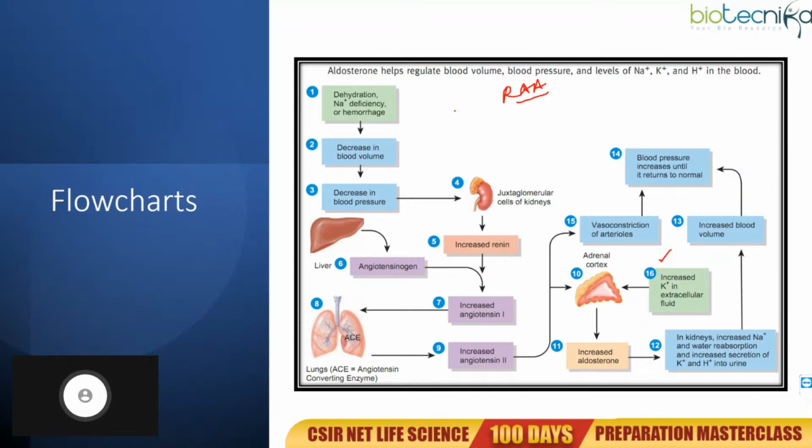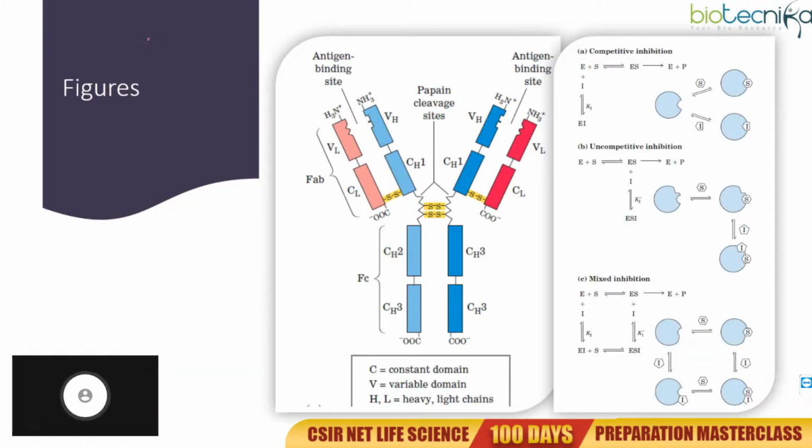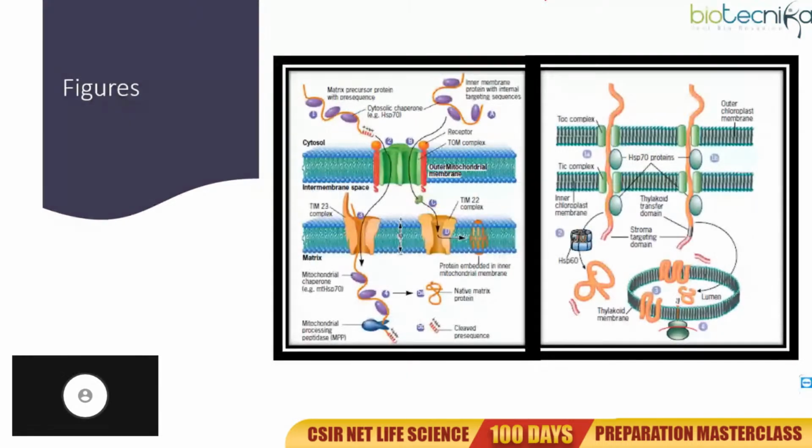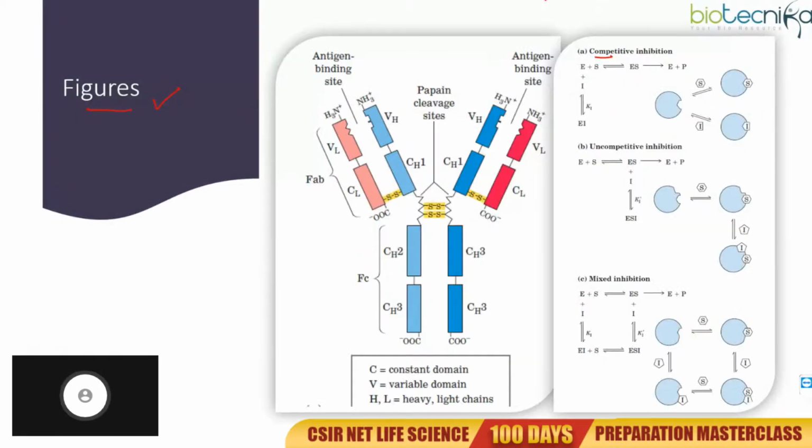So those you can use for studying these flow charts. That will help you to study a lot of topics in very less time. Next is, always remember to go through the figures, be it immunology, be it biochemistry, as I've given an example, or you can talk about unit 2, that is cellular biology. Any topic that you talk about, you can use these figures, and that will help you to understand and remember the concepts in very less time, right?